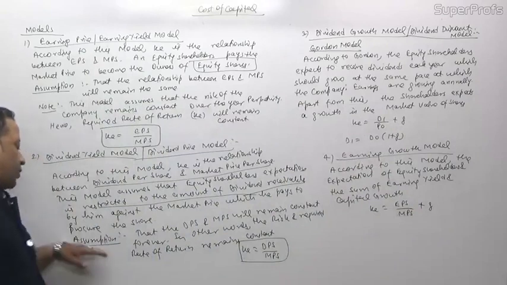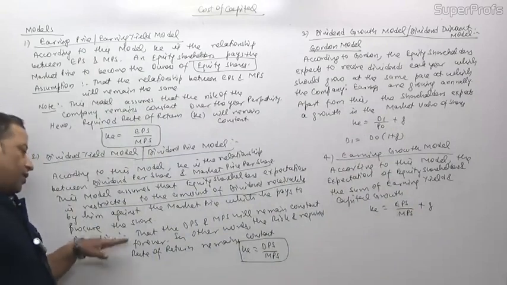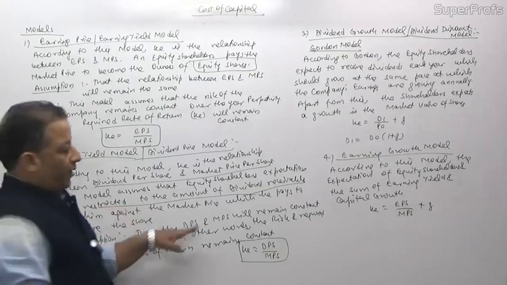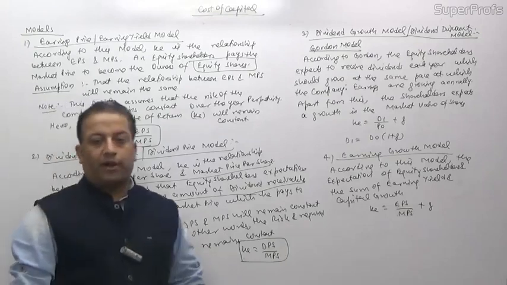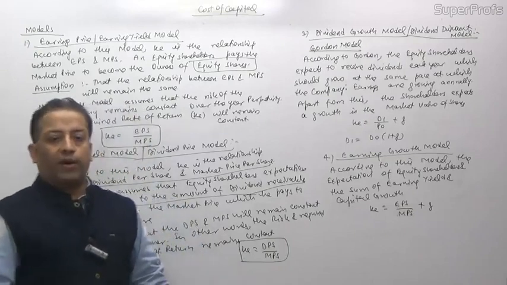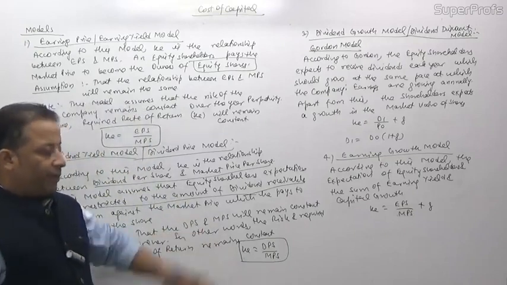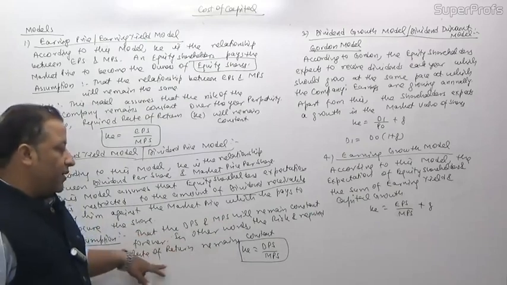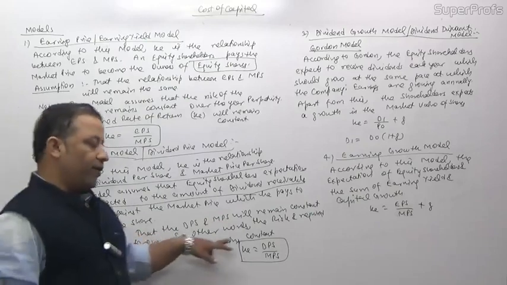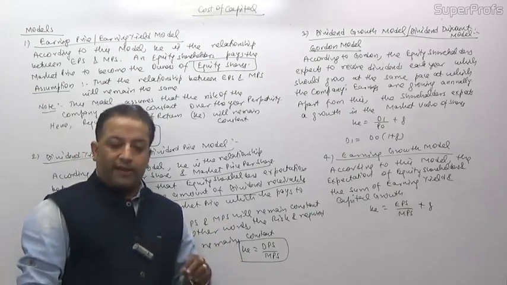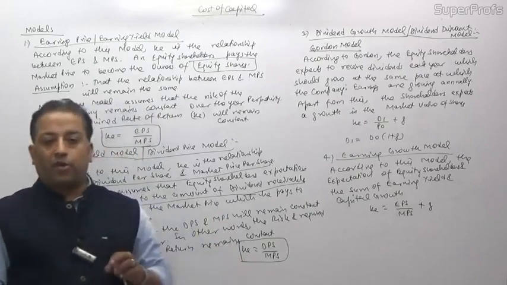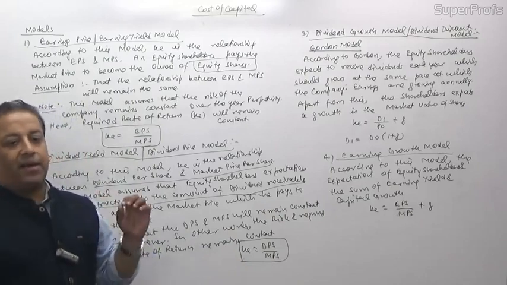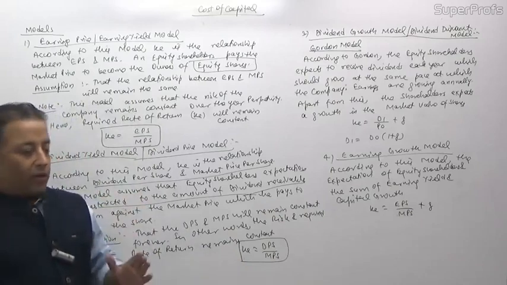As per this model, there are a few assumptions: the DPS and MPS, the dividend per share and the market price per share, will remain constant forever. In other words, the risk and the required rate of return remain constant.